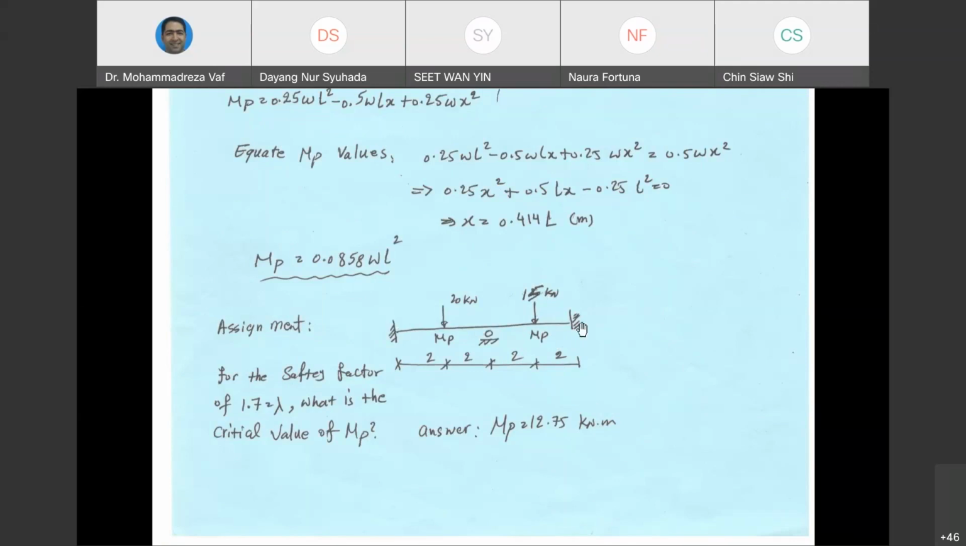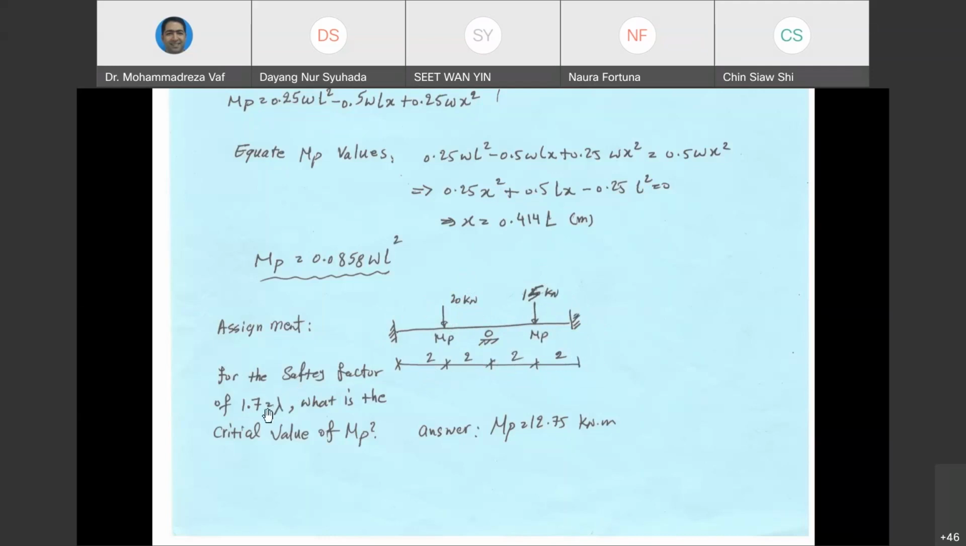So here we have a two-span beam, and one of the spans has a 20 kilonewton force, and the other span has a 15 kilonewton force. The distance between the forces is 2 meters, 2 meters, so loads are exactly in the middle of the span. So we want to calculate the critical value for MP. How much should MP be?